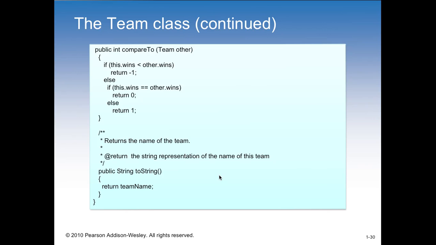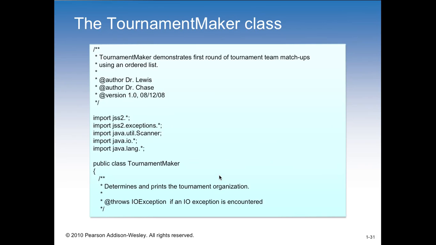And then toString to print out the name of the team who's got the score, who's been matched up with the other team. So here's our tournament maker class that demonstrates the first round of the tournament team matchups using an ordered list. The key here is that we're keeping track of the order with the essential scores that have been accumulated here. So what we're going to have is a basic, in fact, this is runnable code.